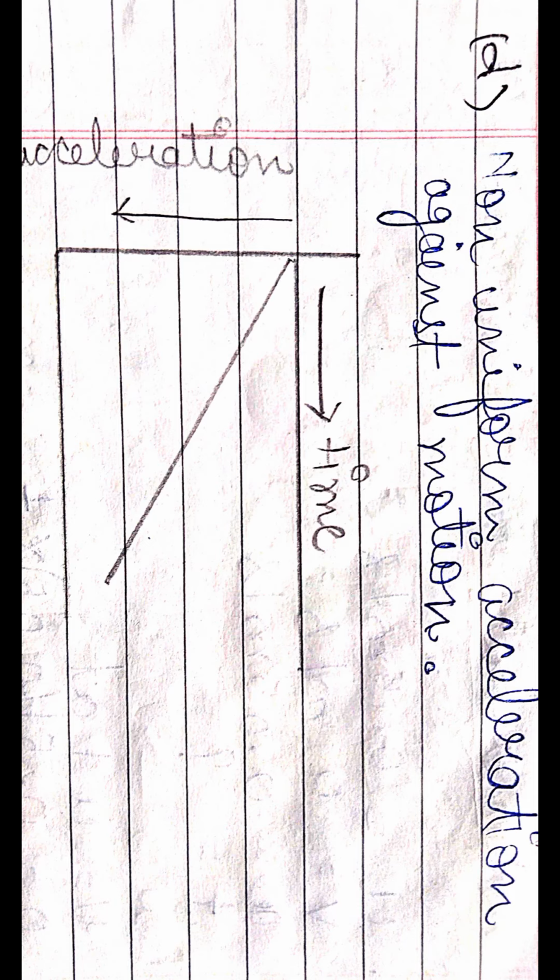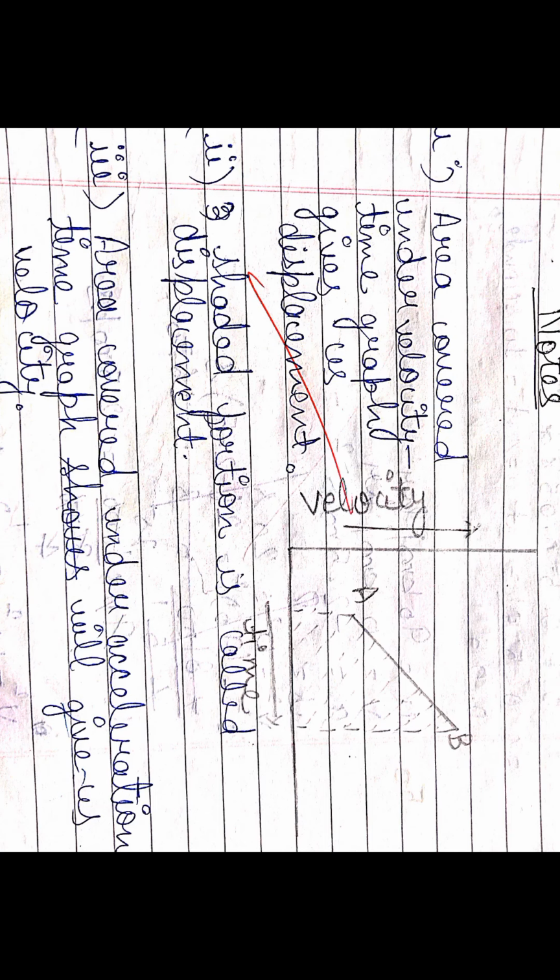Now, some important notes. Area covered under the velocity time graph gives us displacement. The shaded portion is called displacement. Area covered under the acceleration time graph will give us velocity.